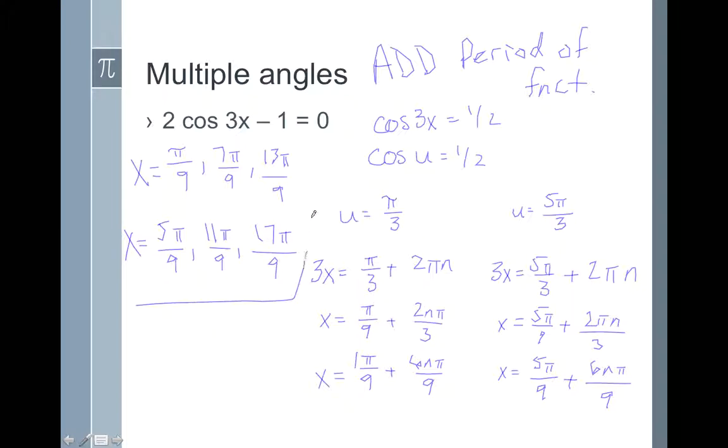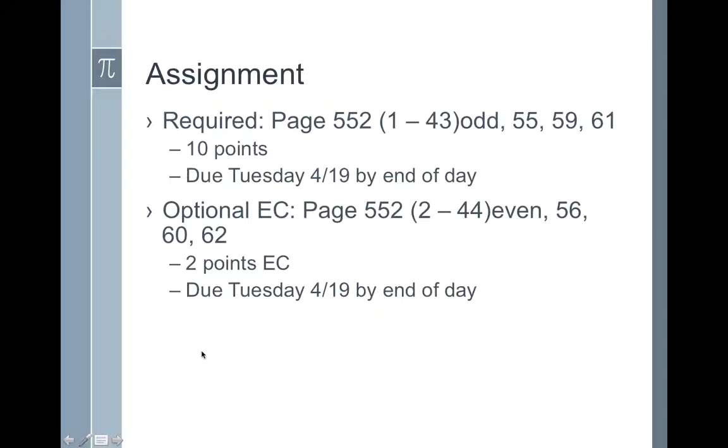So notice what started off as a very simple problem didn't get extremely hard, but it started off with only 2 answers, but ended with 6. All right, so you have to think about adding the period of the function, some multiple of it, and you just keep adding that until you reach something bigger than 2 pi. So you got to remember that sine, cosine, secant, and cosecant all have periods of 2 pi, where tangent and cotangent have periods of pi.